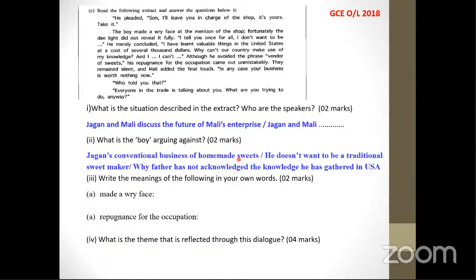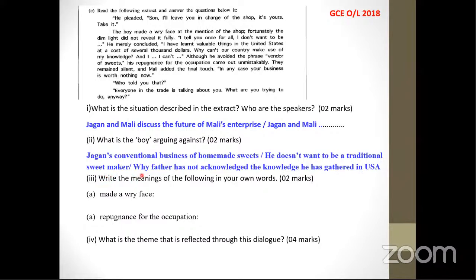So we know he's a vendor of sweets. He's doing a conventional business. And on the other hand, his business is flourishing and everyone likes his sweets. He has a very good, successful business. But the boy is arguing against that. He doesn't want to be a traditional sweet maker.